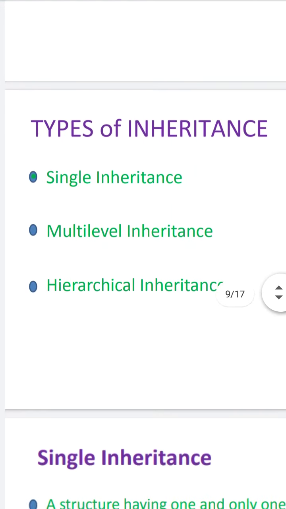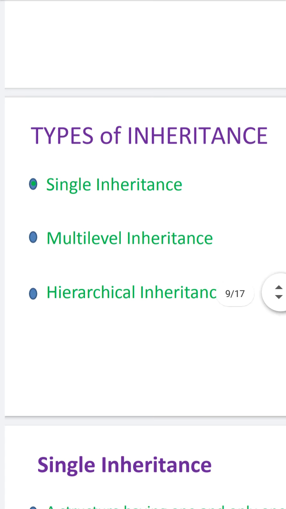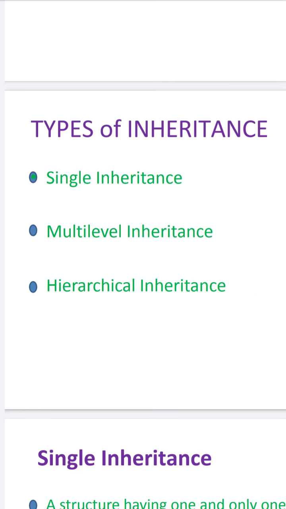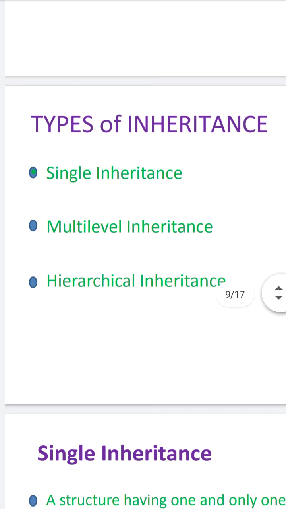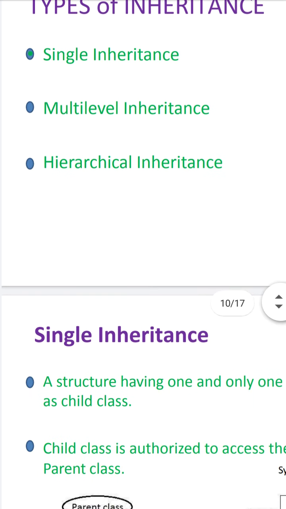Now we will come to how many types of inheritance there are in programming languages. There are several types of inheritance. But see, in Java there are three: single inheritance, multilevel inheritance, hierarchical inheritance. First we will discuss all three topics. Next, we will discuss which type of inheritance is not supported by Java. We will also discuss that one. Now we will first discuss single inheritance.